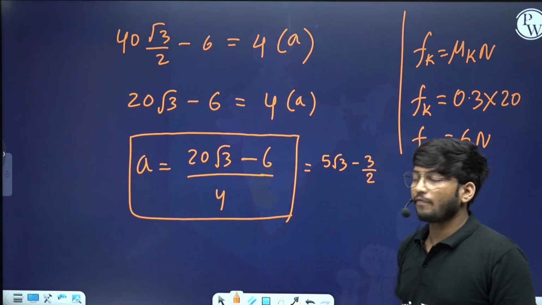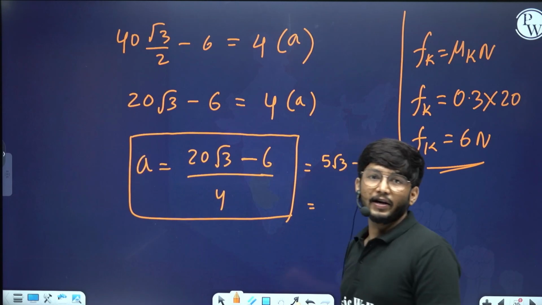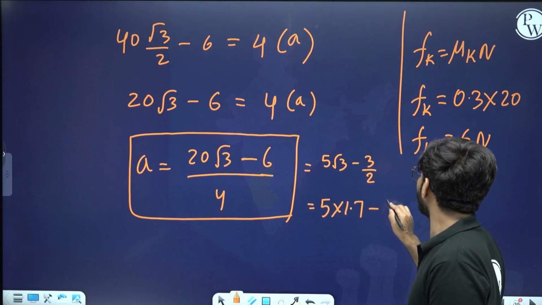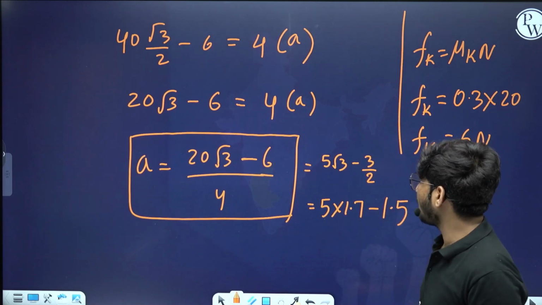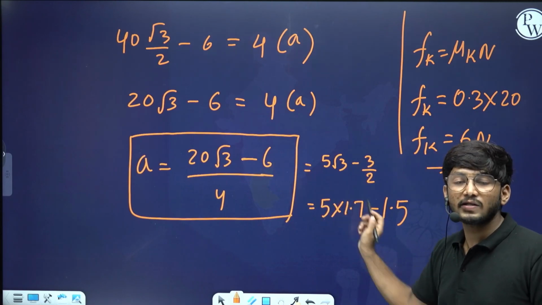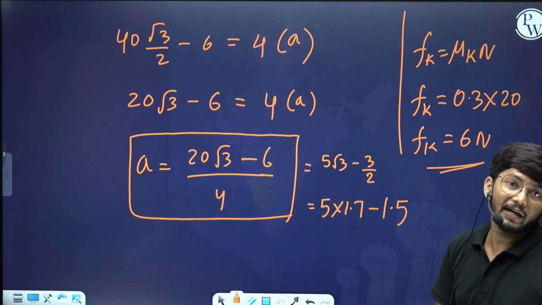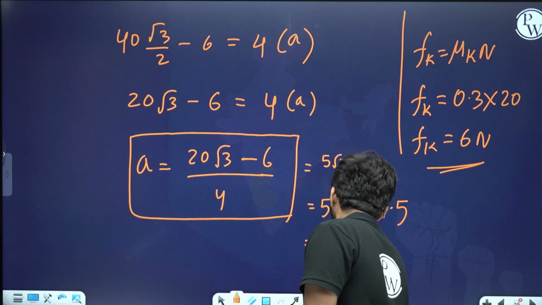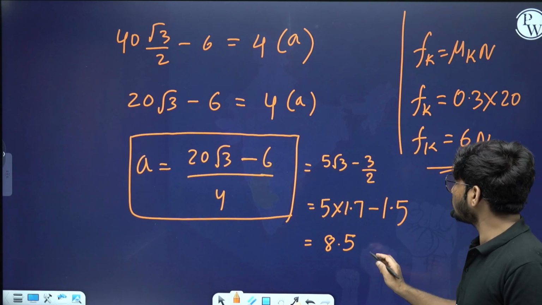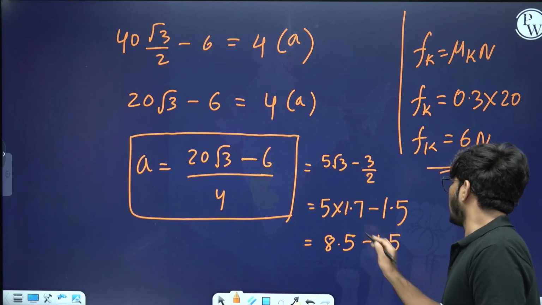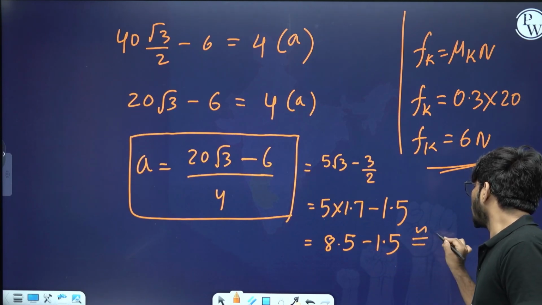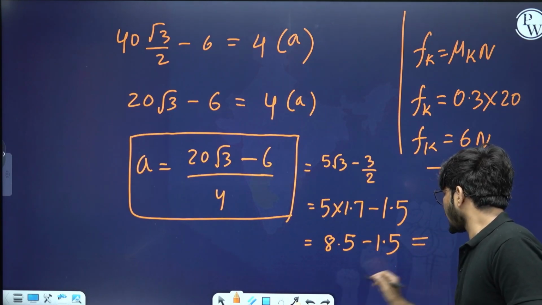5 into 1.7 minus 1.5. 17 times 5 is what? 85. So it is 8.5 minus 1.5, which is exactly equal to 7.